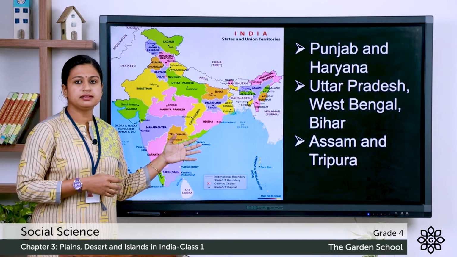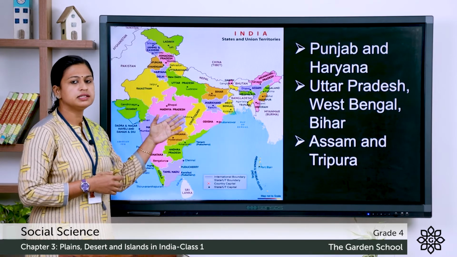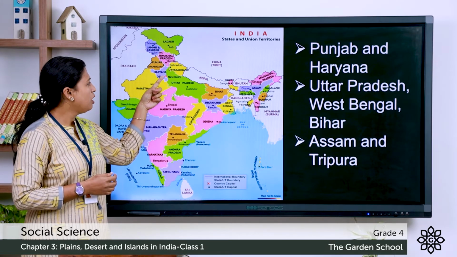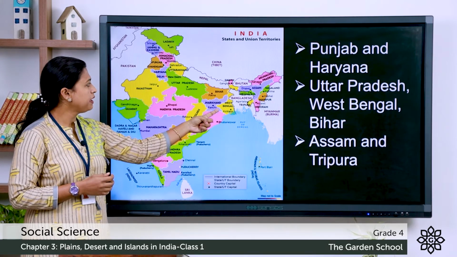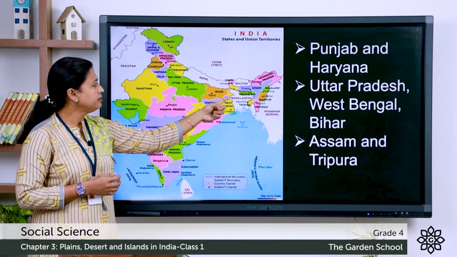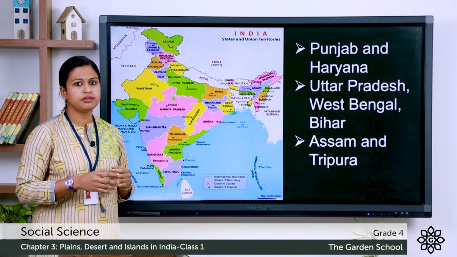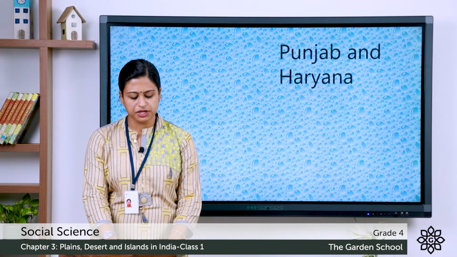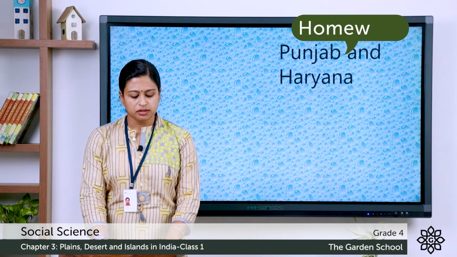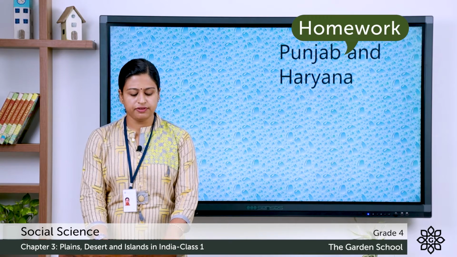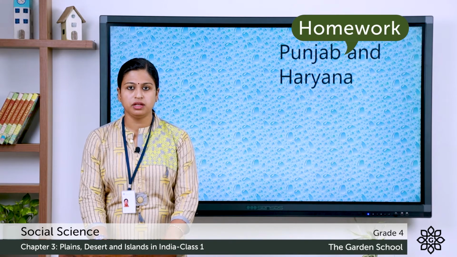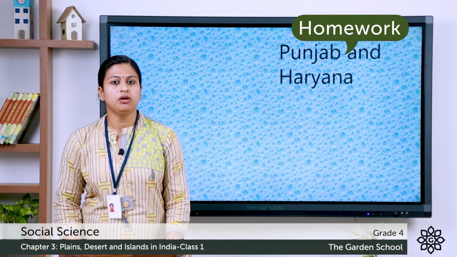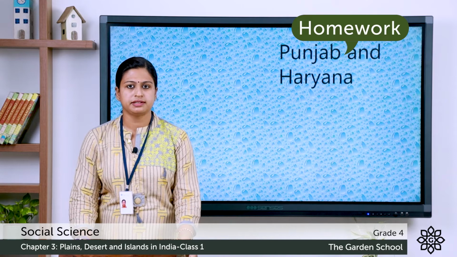These are the states which come under this northern plain. You can see Punjab and Haryana, Uttar Pradesh, West Bengal, Bihar and in the east Assam and Tripura. Here there is an analytical skill in page number 22. Here you have to read the effect given below and write down the cause for it. Write the correct answer in your notebook with proper date.